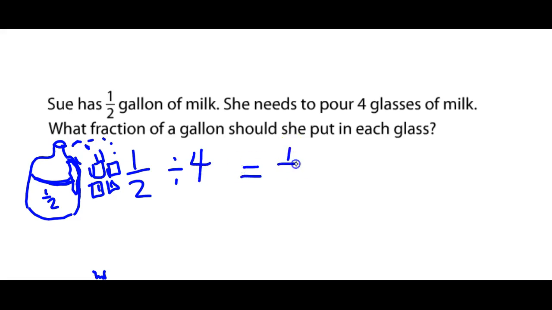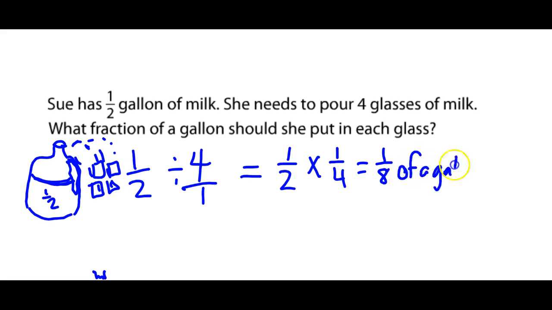So that's going to be the same thing as keep the first fraction, change the sign, and then flip 4 into its reciprocal form, so 1/4. Then we solve 1 times 1, 2 times 4. So our final answer is that each cup is going to get 1/8 of a gallon of milk.